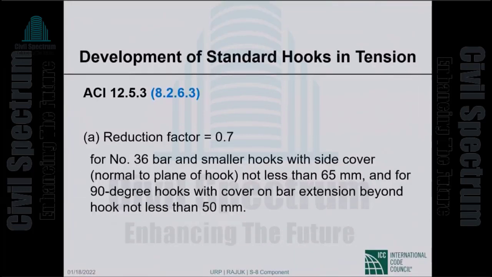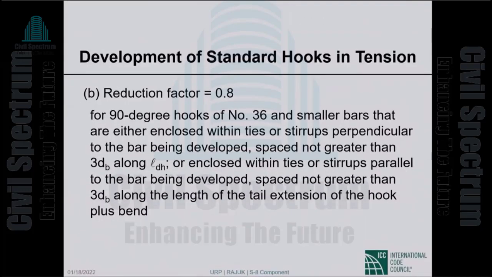Okay, then so that's one scenario. You may have a reduction factor of 0.8 for 90-degree hooks of number 36 and smaller bars that are either enclosed within ties or stirrups perpendicular to the bar being developed, spaced not greater than 3 diameter along L sub dh, or enclosed. This reading is too much.